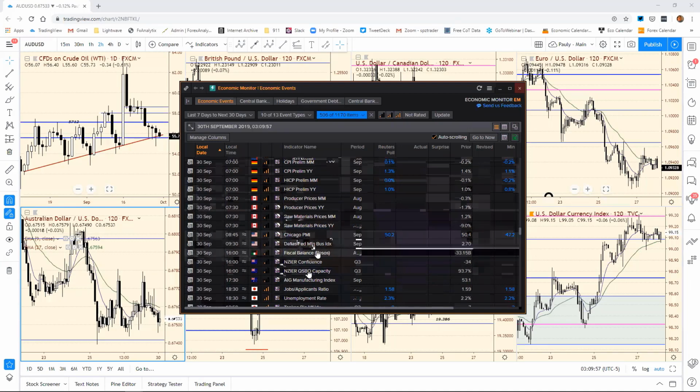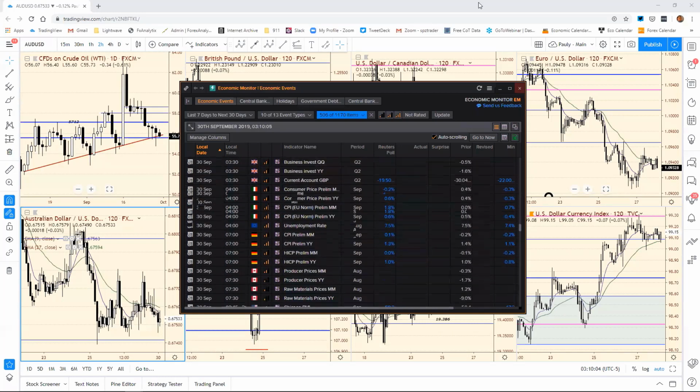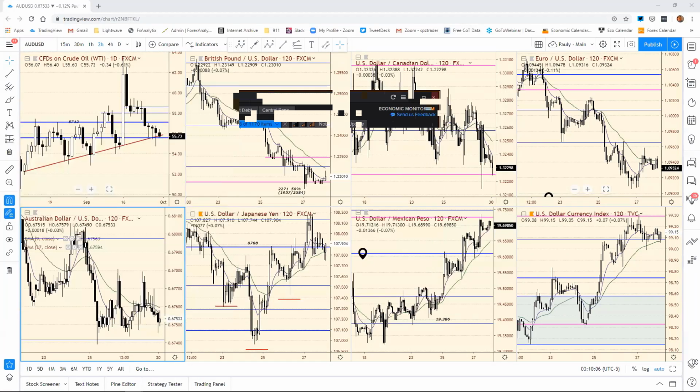Dallas Fed Manufacturing Business Index. So that'll be a bit of a mover here. So we shall see where we move. So we do have some data coming in today. Let's move this out of the way, and we'll move into the analysis.